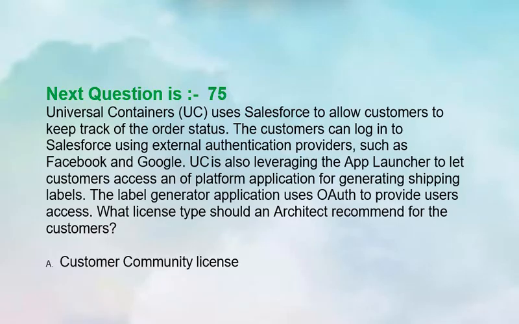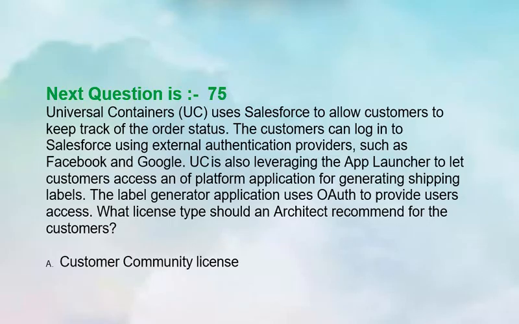Question: Universal Containers (UC) uses Salesforce to allow customers to keep track of the order status. The customers can log into Salesforce using external authentication providers such as Facebook and Google. UC is also leveraging the App Launcher to let customers access an off-platform application for generating shipping labels. The label generator application uses OAuth to provide users access. What license type should an architect recommend for the customers?